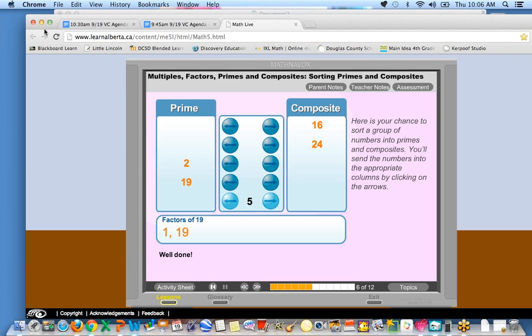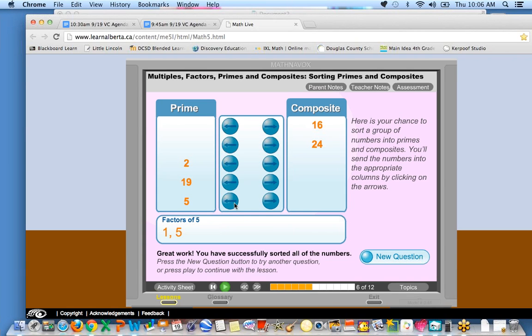All right, guys, look at 5. Prime or composite? One times 5 is 5. Is there anything else I can multiply together? I don't think so. Okay.